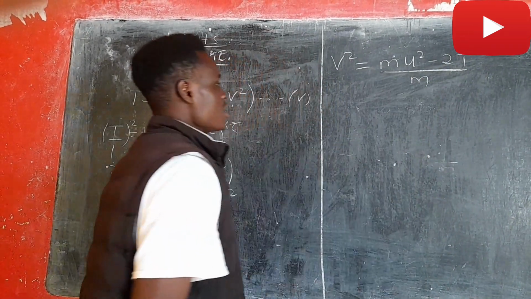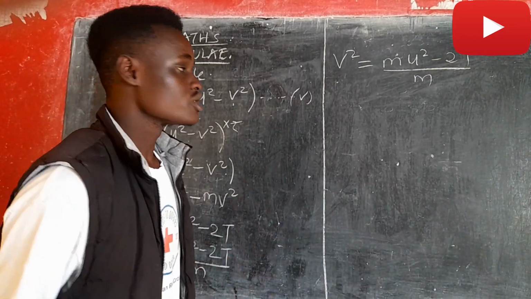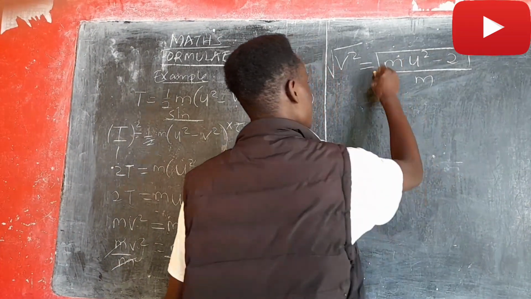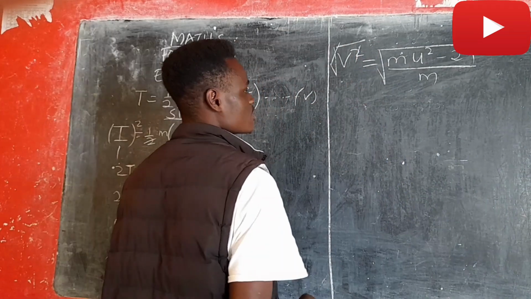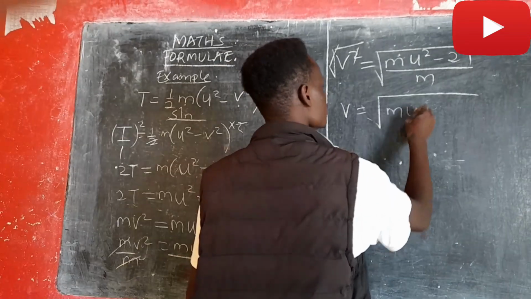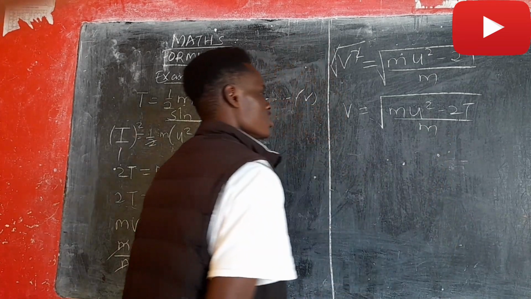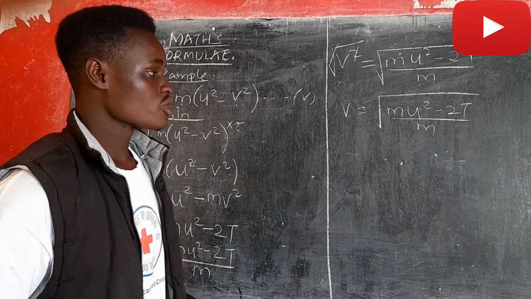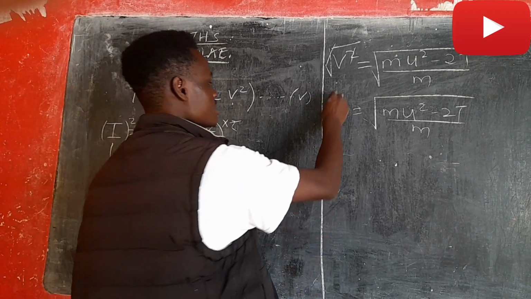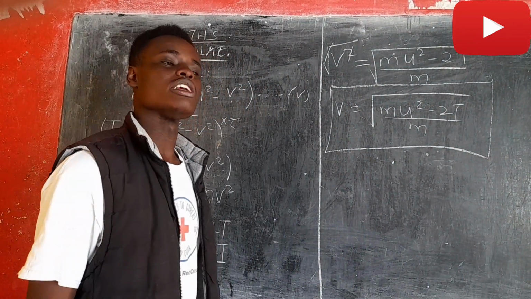M. So remember, we have v squared, and what we are told to find is what? V. So for us to remain with the v, we find the square root on both sides, whereby this square and this square root will cancel. We remain with v is equal to what? Mu squared minus 2t out of m. You can leave your answer at that stage, or you can go further, but it is good maybe you leave it at that, and this is how you have made v the subject of the formula.